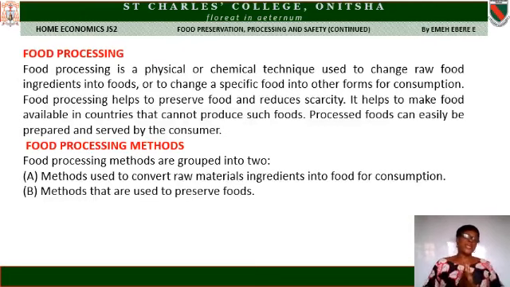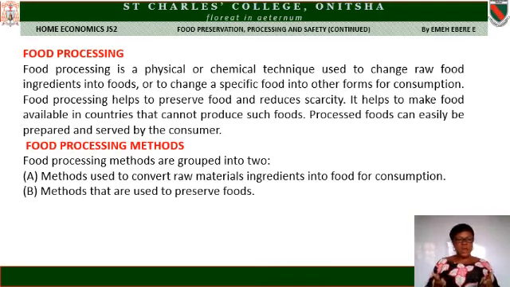Let us look at food processing. Food processing is a physical or chemical technique used to change raw food ingredients into foods, or to change a specific food into other forms for consumption. Food processing helps to preserve food and reduce scarcity. It helps to make food available in the countries that cannot produce such foods. Processed food can easily be prepared and served by the consumer.